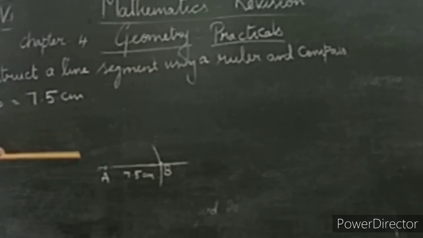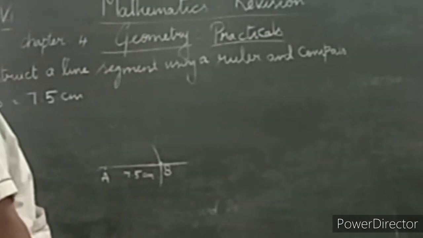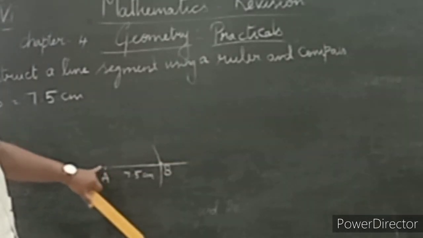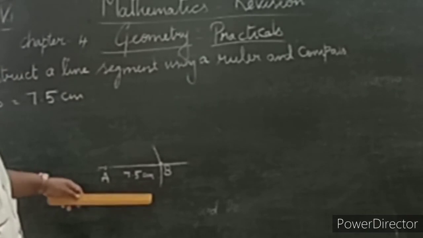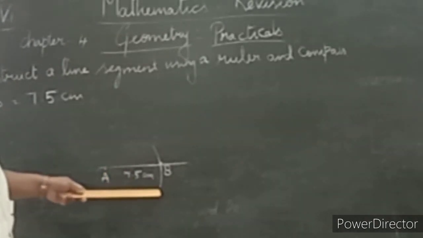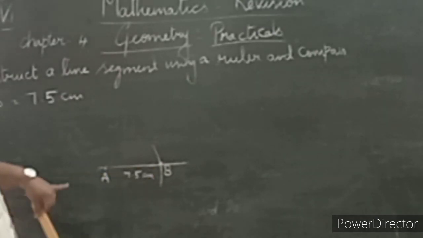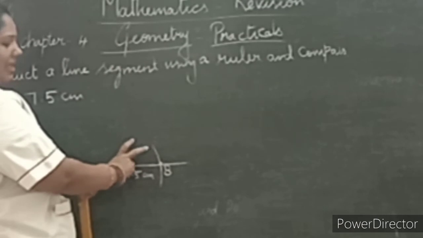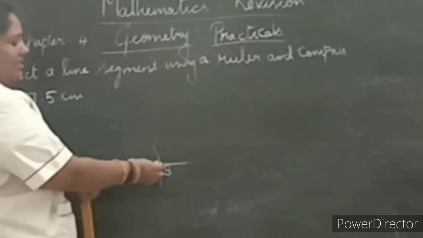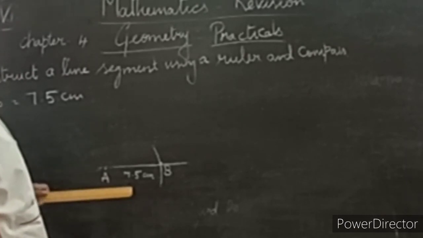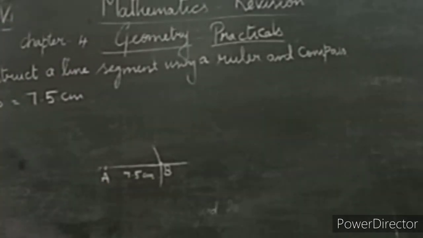Okay, I have given the PDF now. With that, you have to write the construction. So what will you write? Draw a line. Mark a point A. What is the next point? Take a ruler and measure 7.5 centimeters in your compass. What is the third point? Keeping the compass pointer on A, mark an arc on the line. The point where it cuts the line is the B point. So this is 7.5 centimeters.